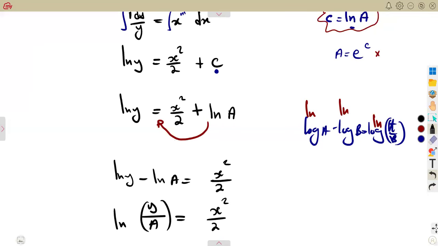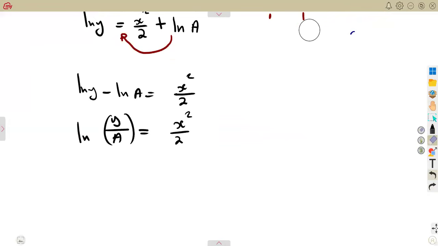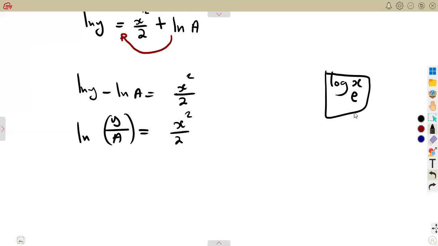Remember what I said about the removal of this ln. Ln is a logarithm in the base of e. Whenever you've got the ln of x, you're talking of the log of x in base e. So to remove it, e will be raised to the answer that you're given here.